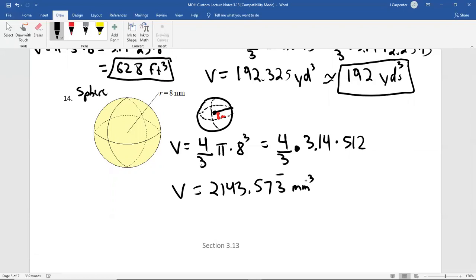You answer this, it's wrong. It's the exact answer, but it's wrong because they told us to round to the nearest whole. The 5 will tell us to round up. So this is 2,144 cubic millimeters, or millimeters cubed.